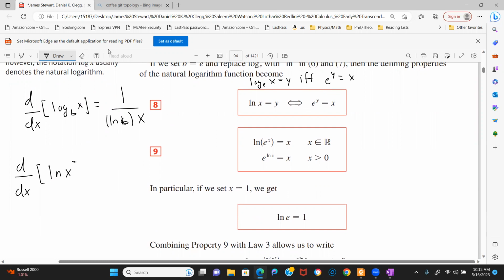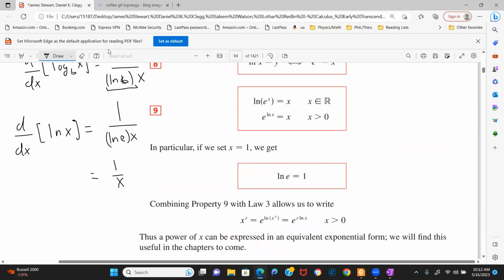when you take log base e of x, which is ln x. That's going to be 1 over ln of e times x, but ln of e is just 1, so you get 1 over x. So the derivative of ln x is just 1 over x. You don't have to worry about this natural log part here. So the derivative of the ln function is really easy, and remember that the derivative of e to the x is even easier. It's just e to the x. So this number, this Euler constant, has a lot of nice properties.